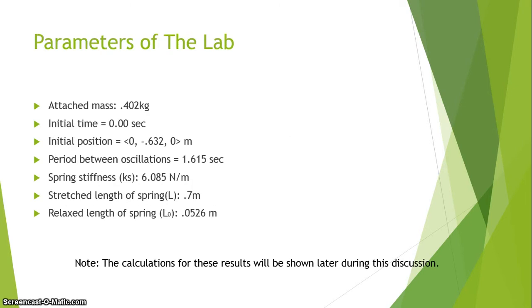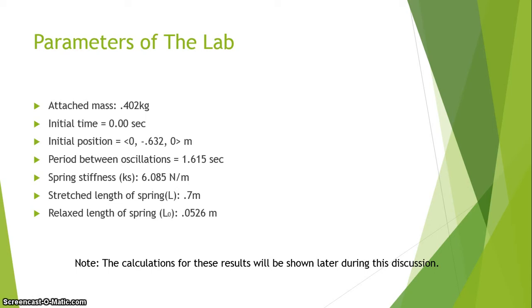The following bits of information were either given or calculated before proceeding with the lab. The mass of the attached mass is equal to 0.402 kilograms. The initial time of observation is t equals 0 seconds. The initial position of the spring system is equal to negative 0.632 meters in the y direction. The time period between full oscillations is on average 1.615 seconds. The spring stiffness is equal to 6.085 Newtons per meter, and its corresponding relaxed length is 0.0526 meters long.